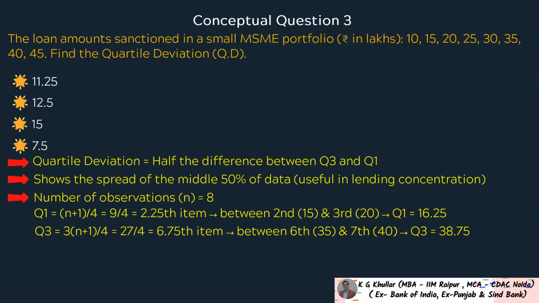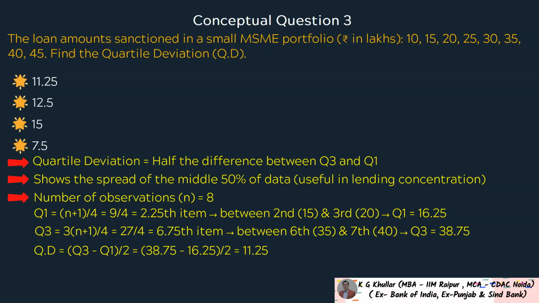Similarly, Q3 is the value of 3 multiplied by (n plus 1) by 4th value, which is 27 by 4, which is the 6.75th item. And this lies between the 6th, that is 35, and the 7th value, that is 40. So Q3 is simply 35 plus 0.75 multiplied by (40 minus 35) equals 38.75.